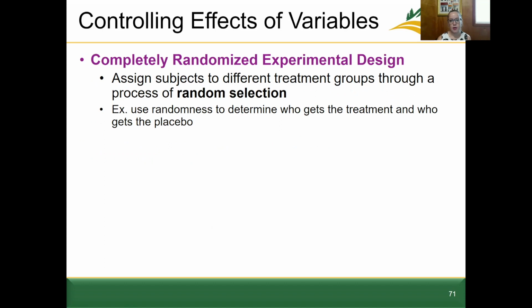Okay, now we're going to talk about controlling effects of variables. One way to do this is completely randomized experimental design.